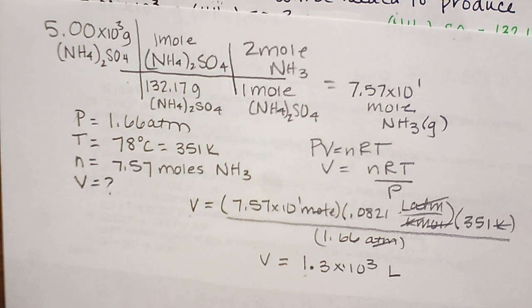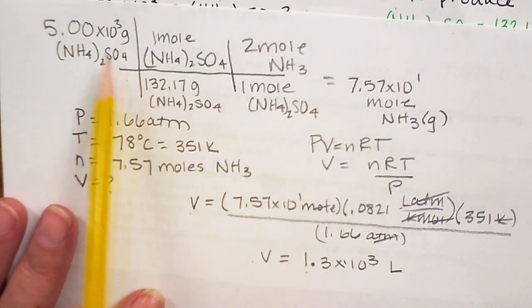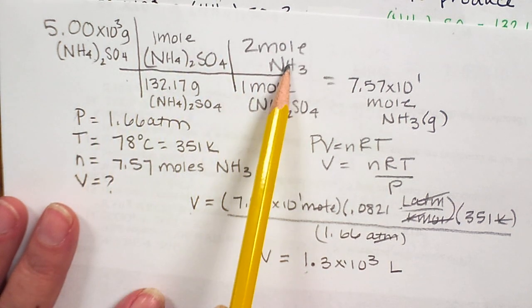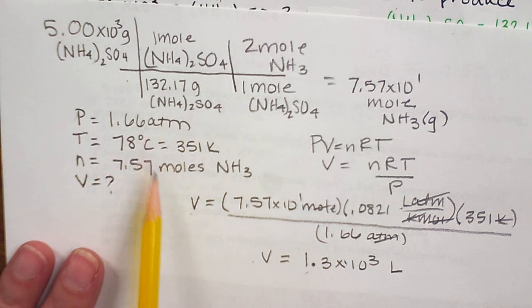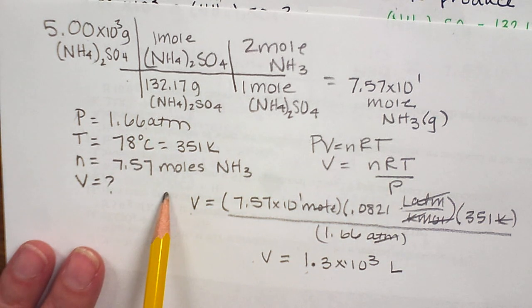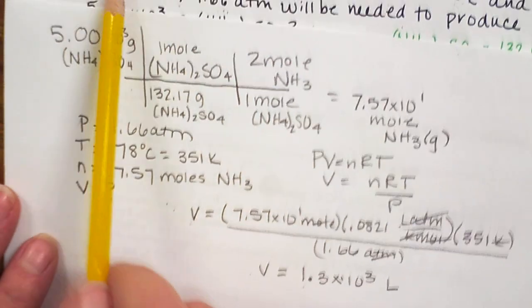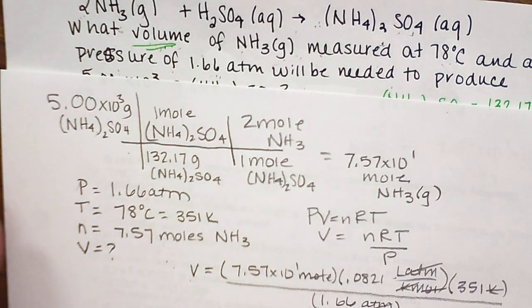Okay, one more repeat on the process. We started with the grams of ammonium sulfate. We went to moles of ammonia. We looked at our conditions and we plugged our moles of ammonia into PV equals nRT, which gave us the volume of the ammonia. And that's what they asked. What volume of ammonia? All right?